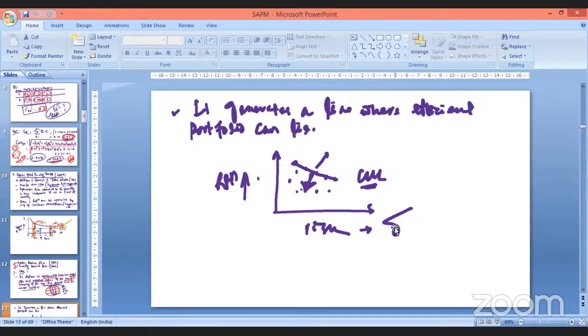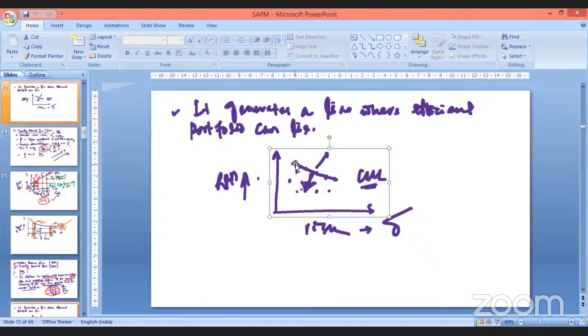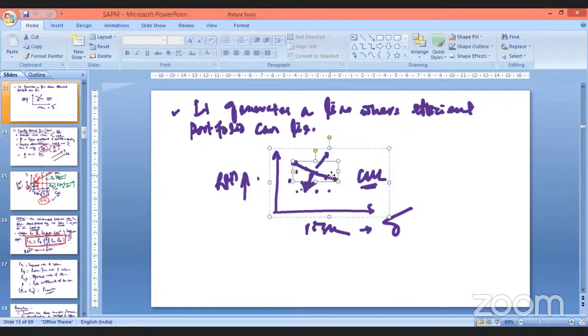Sir, this is not clear. Can you please explain once again? Which one? That graph, whatever you are showing. This graph. Okay. That means it generates a line where an efficient portfolio can lie. So in this capital market line, we are taking risk in the x-axis and return in the y-axis. Okay. So this is the line. Is it visible?